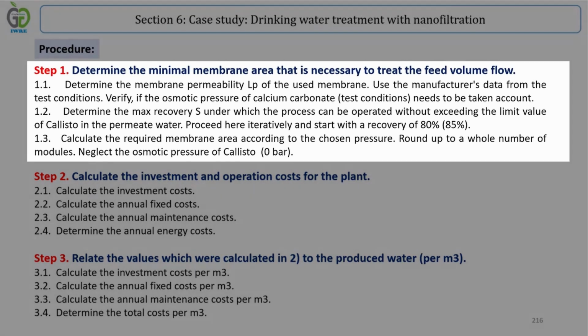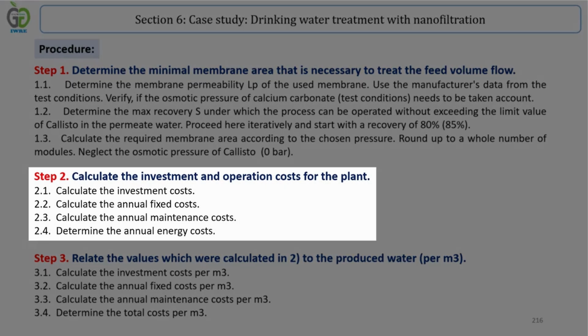Procedure. Step 1. Determine the minimal membrane area that is necessary to treat the feed volume flow. To do this step, at first, you must determine the membrane permeability of the used membrane. For this, use the manufacturer's data from the test conditions. Verify if the osmotic pressure of calcium sulfate in the test conditions needs to be taken into account. Second, determine the maximum recovery under which the process can be operated without exceeding the limit value of Callisto in the permeate water. Proceed here iteratively and start with a recovery of 80%. Third, calculate the required membrane area according to the chosen pressure. Round up to a whole number of modules and neglect the osmotic pressure of Callisto.